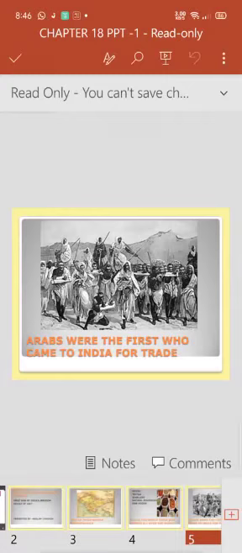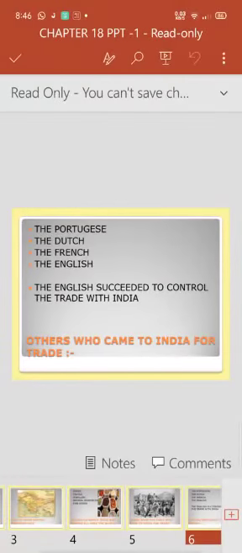Well, all the traders who came to trade with India, among them were the Arabs, who were the first to come to India for trade. Well, after that, the Portuguese, the Dutch, the French, the English, and of other countries approached India for trade, but the English were the one who succeeded to control the trade with India.